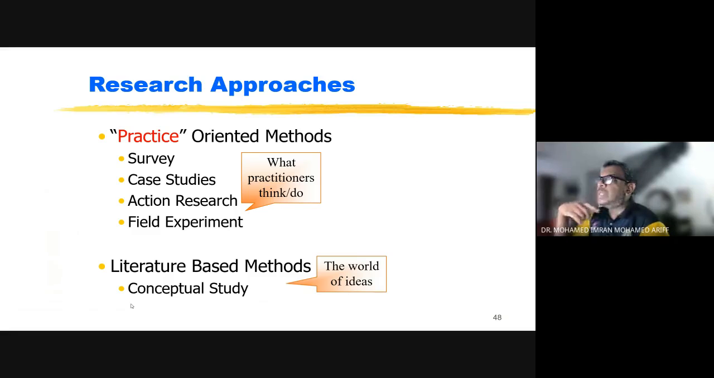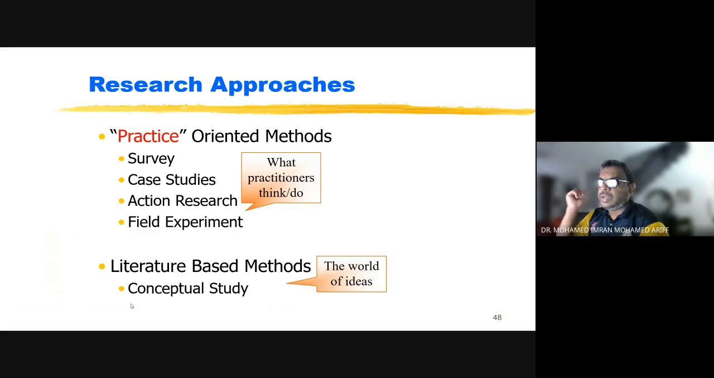So if we use survey, case study, action research or field experiment, ini kita namakan sebagai practice oriented method. We want to find out what practitioners think or do. Kenapa saya pakai survey? Sebab saya nak tahu apa yang orang buat, apa yang orang fikir.